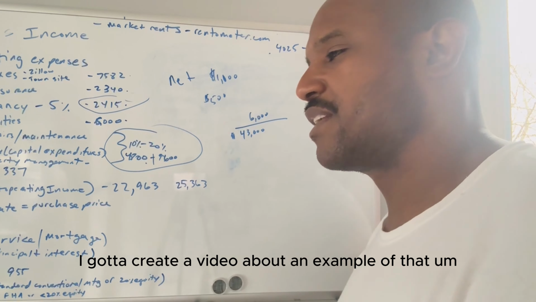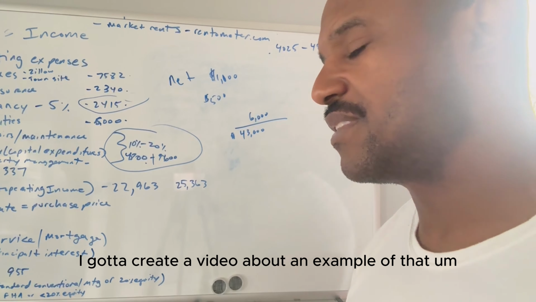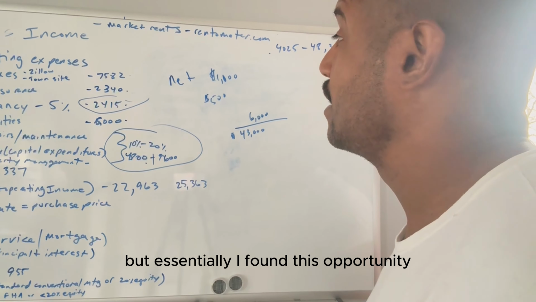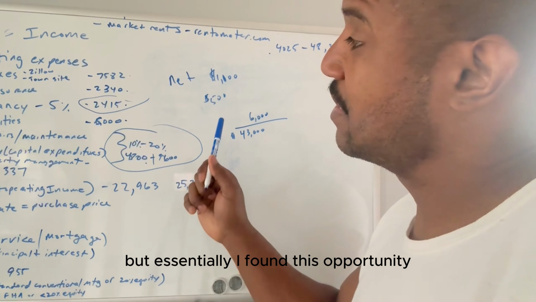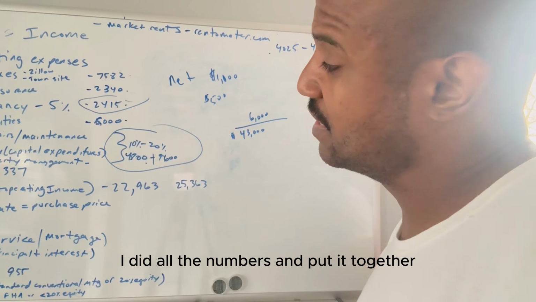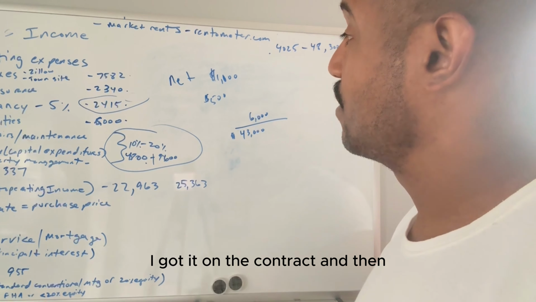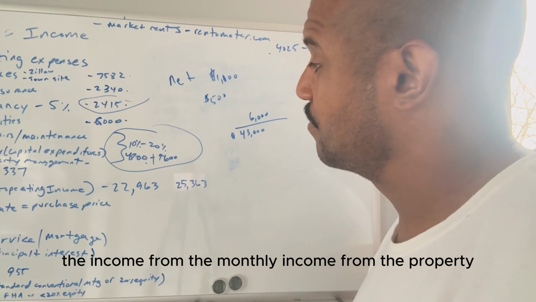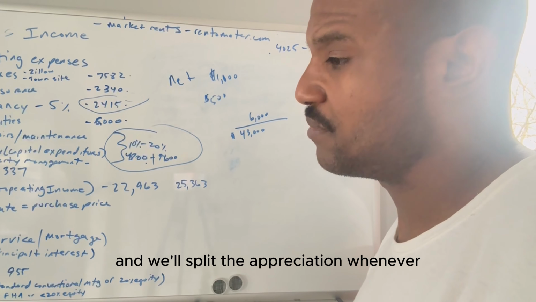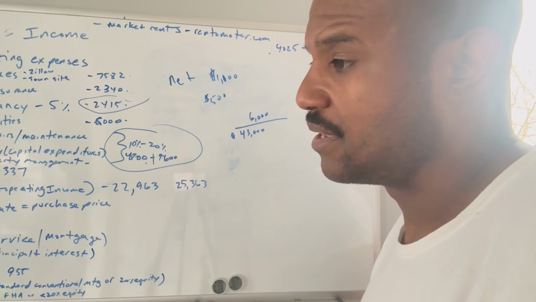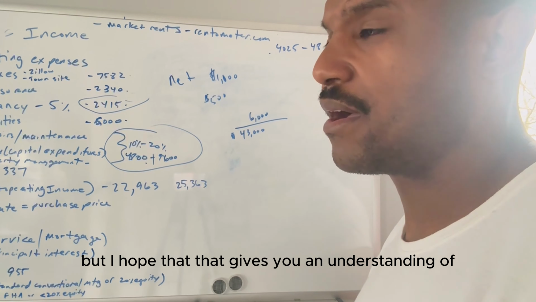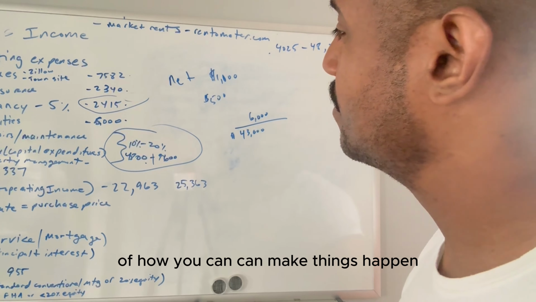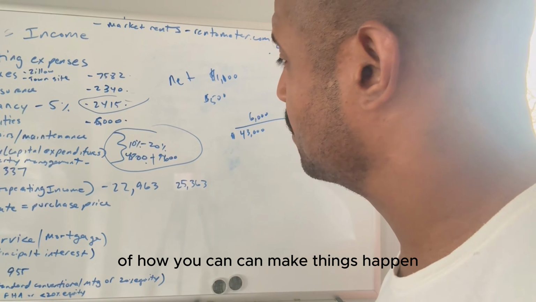I'm going to create a video about an example of that, so I won't get into it here and now. But essentially, I found this opportunity, I did all the numbers and put it together, I got it under contract, and then I went and found a partner to put up the funds. Now we split the monthly income from the property, and we'll split the appreciation whenever we sell. I hope that gives you an understanding of how you can make things happen.